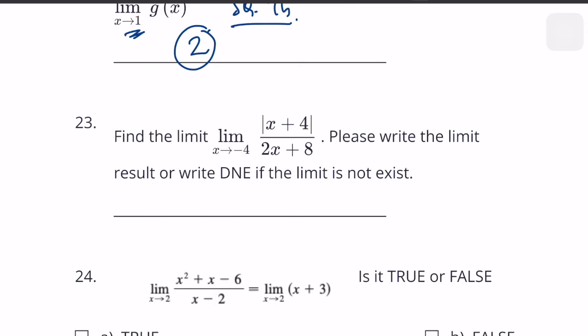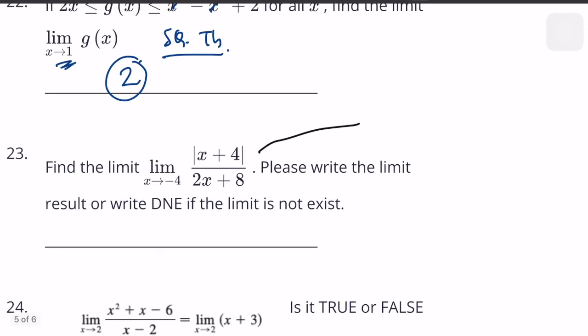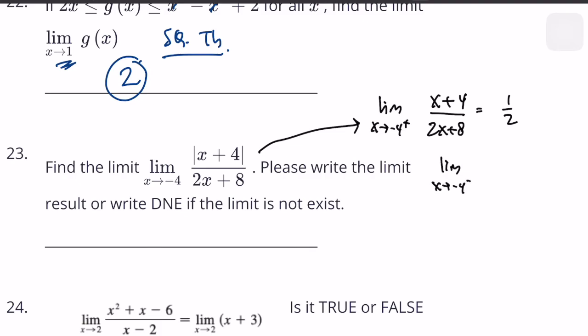Okay, this number 23, we need to check the limit from the right. This is half, and then check from the left, it will be negative. So it's negative half. So it doesn't exist.